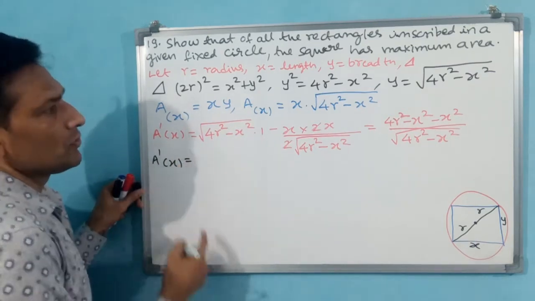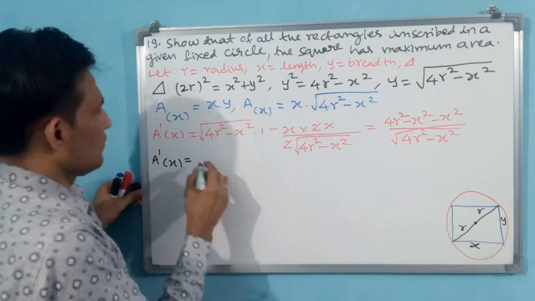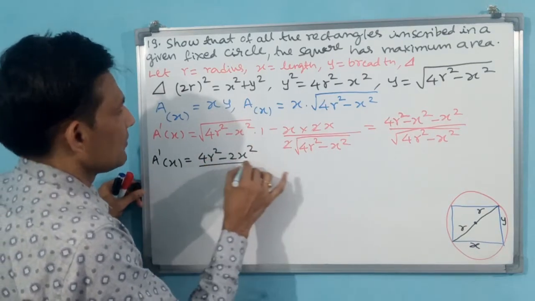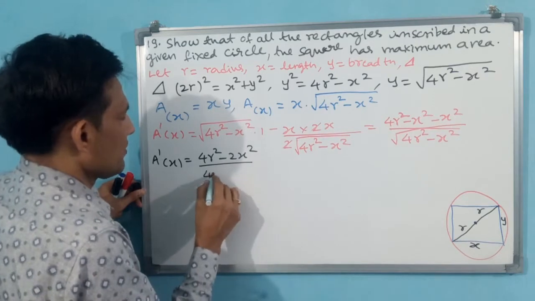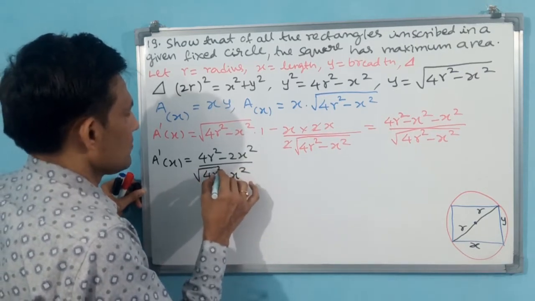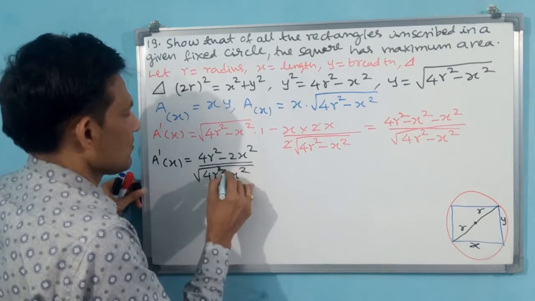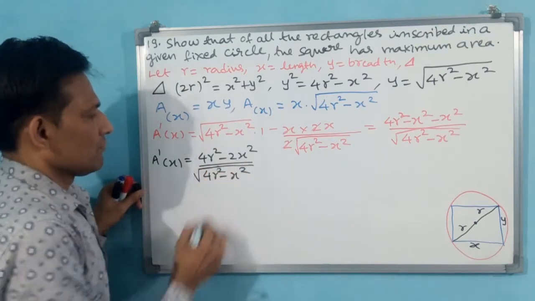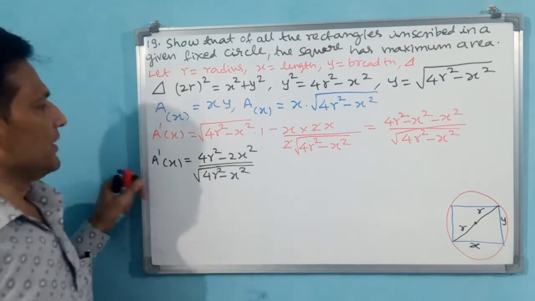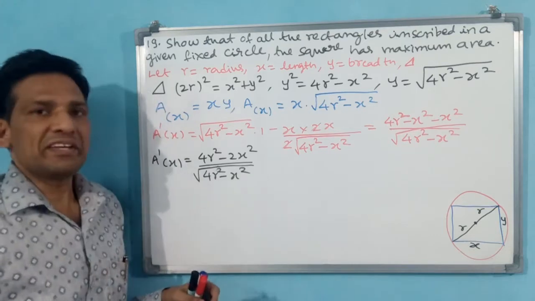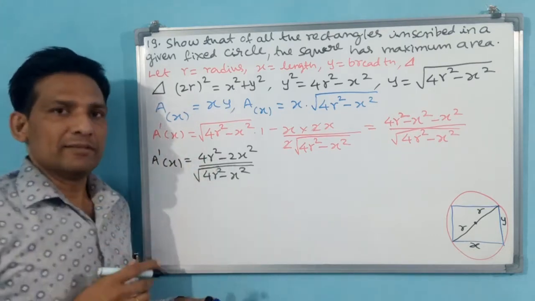A dash x is equal to (4r square minus 2x square) divided by the square root of 4r square minus x square. Now you need not do A dash x, you make it equal to 0 and find the x value. You see what I am writing.